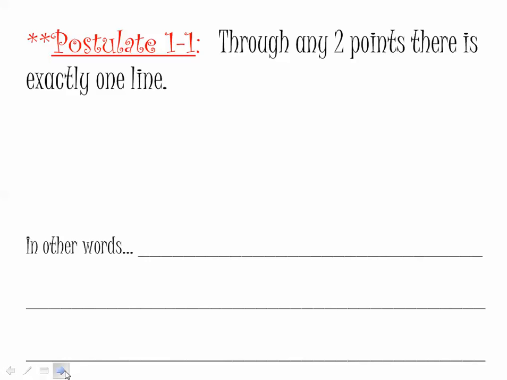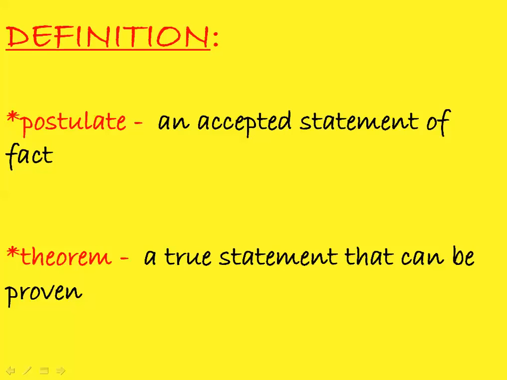We have 4 different postulates in this lesson that we're going to talk about. Postulate 1-1 says, through any 2 points, there is exactly one line. Basically, what that means is if I were to draw 2 points, there's only one line that you can draw through those 2 points. If you were to come up and draw a line through those points, and then I asked somebody else to draw a line through those same 2 points, they couldn't draw a different line. It would be exactly the same.